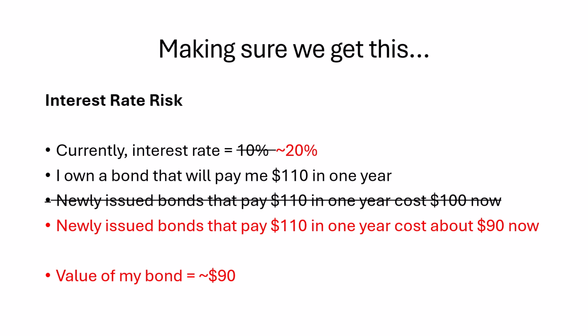If interest rates go up to 20%, that means that any newly issued bonds are going to be issued with a lower price today. Now, I'm fudging the numbers here a little bit because I'm not so worried about the math, but let's imagine you're a business that is trying to borrow money now. If you're planning to pay people out $110 1 year from now, you're going to be able to borrow $90 now. Now, my bond that's going to pay me $110 in 1 year is now worth less than it was before. If interest rates go up, the value of my bond will go down.